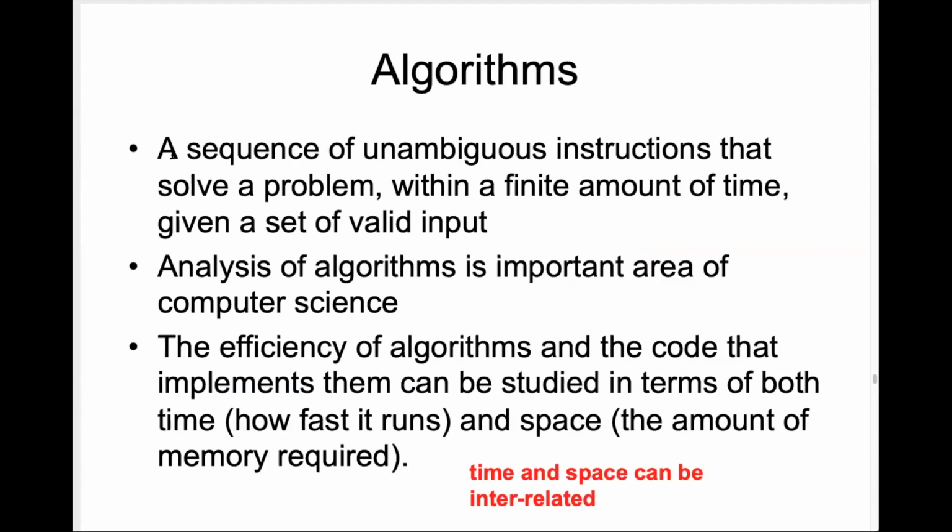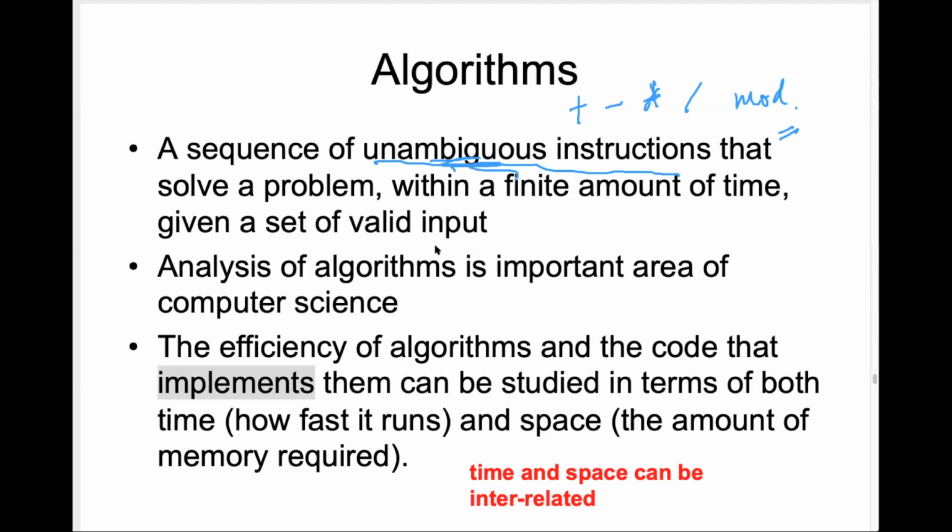Let's just suppose that we have a sequence of unambiguous instructions that solves a problem within a finite number of steps. Analyzing an algorithm in terms of its speed and space will give us the efficiency. The efficiency is measured in terms of the number of operations. An unambiguous operation could be addition, subtraction, multiplication, division, modulus, or even assignments too. These are unambiguous, meaning they take a constant amount of time to execute.